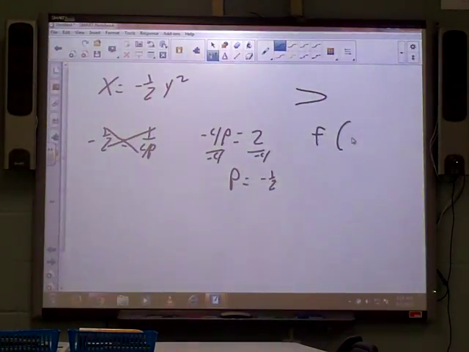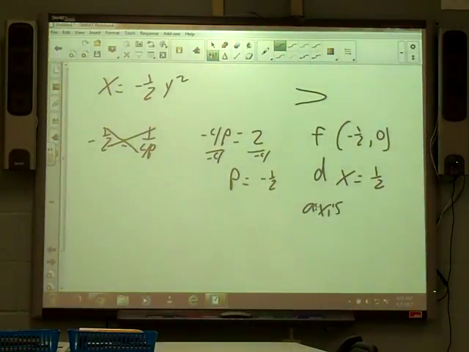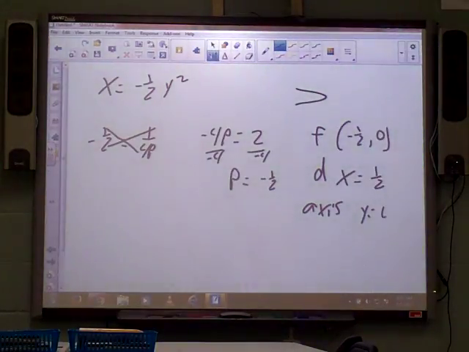focus it's going to be x first. So negative 1/2, 0. My directrix is x equals, and it's the opposite of p, so the opposite of negative 1/2 is positive 1/2. My axis of symmetry on a sideways one is y equals 0.